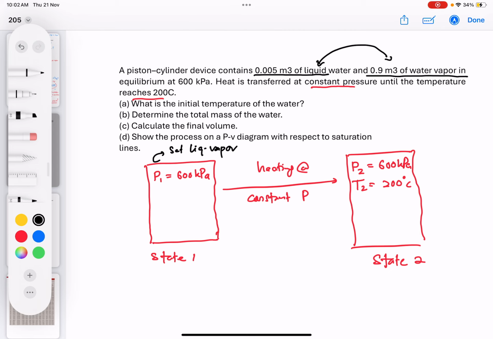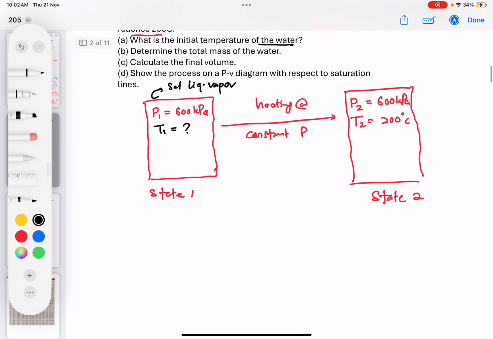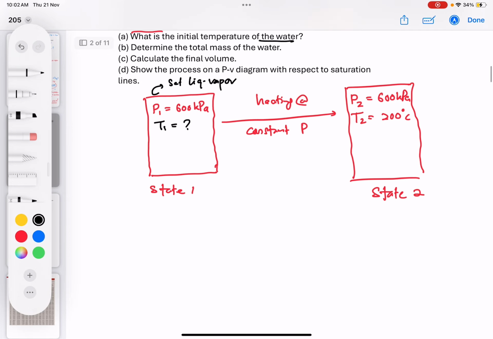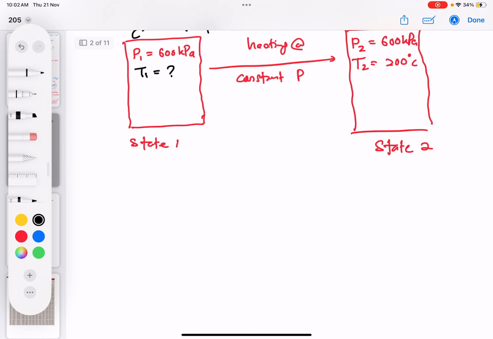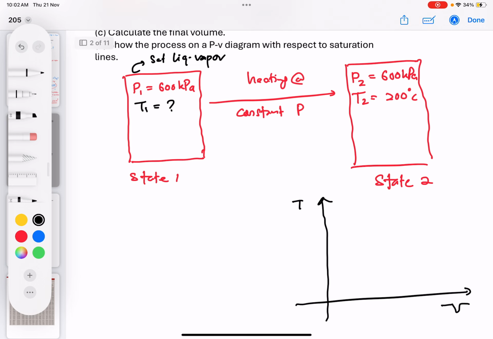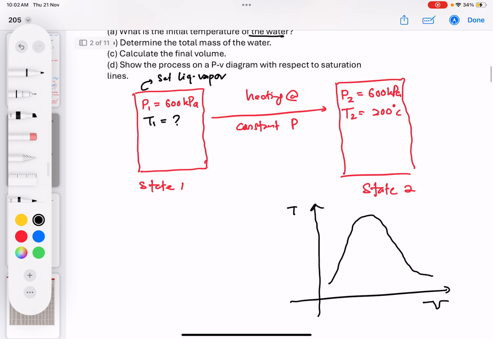And then the question asks for the initial temperature of water, meaning the question asks for my T1. Because it is T1, sometimes I can also draw these diagrams. So my diagram should look something like this. Let's say I want to draw T versus v. So I do know my state 1, so I just draw a saturation line here. My T1 here is located somewhere around here, a mixture.